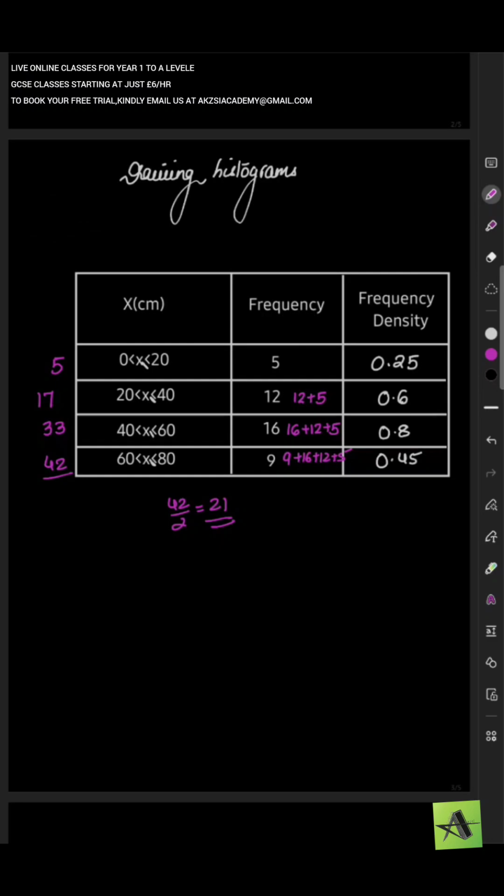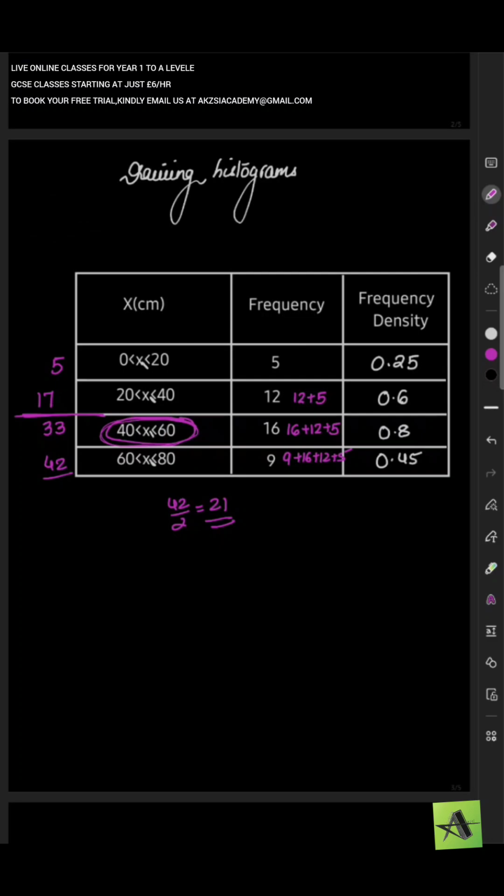So I need to find where I can find 21. 21 will lie between 17 to 33. Clearly not 17, because till here you'll find the 17th position. That means from 17 to 33 you will find it here, between 40 to 60. 40 to 60 is the place where you will find our median. So this is the first thing. After finding the cumulative frequency, if it's an odd number, do n plus 1 by 2, and if it's an even number, do n by 2, where n represents your total frequency.